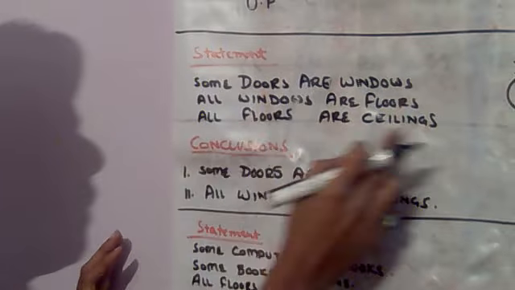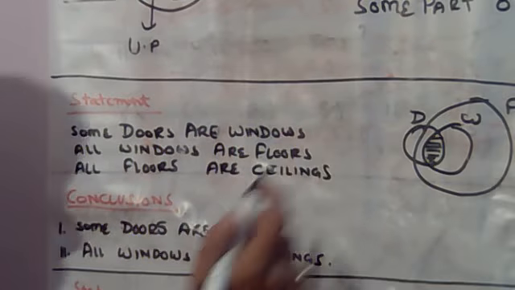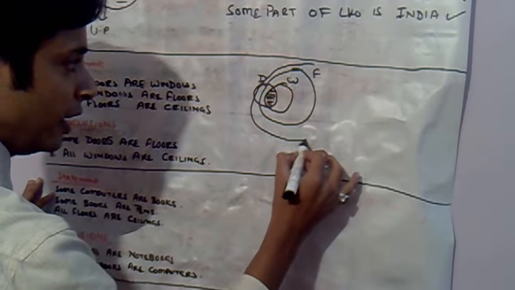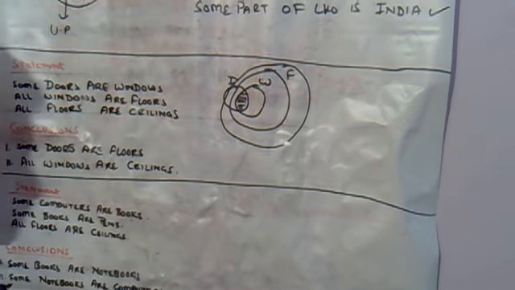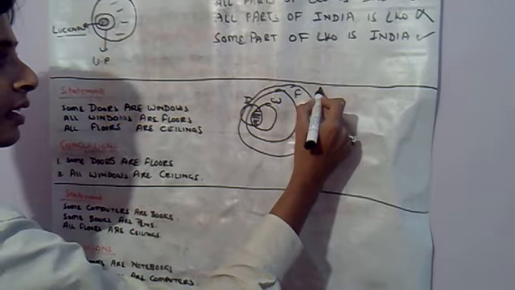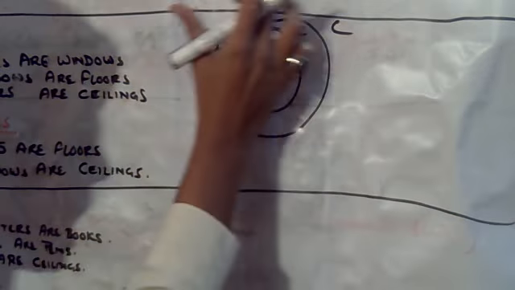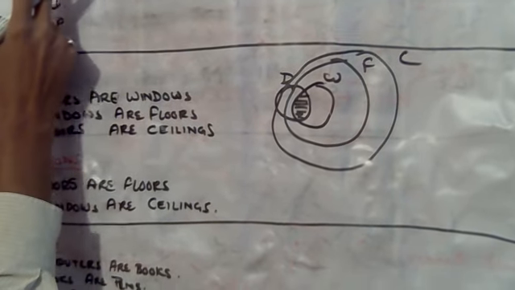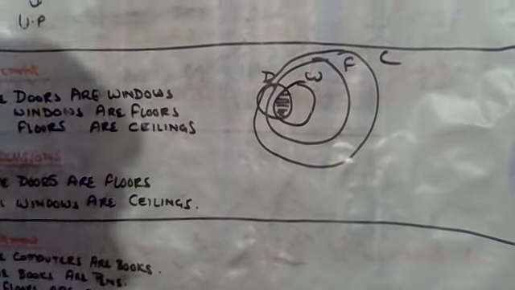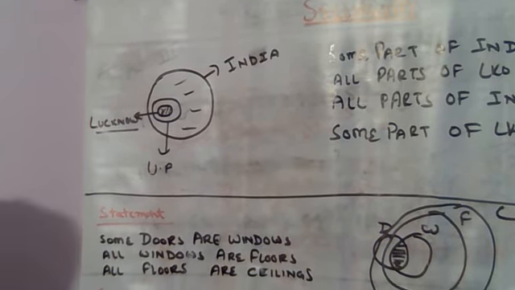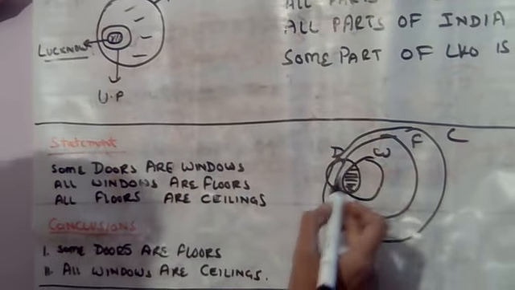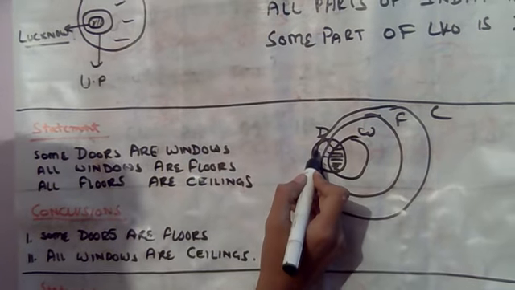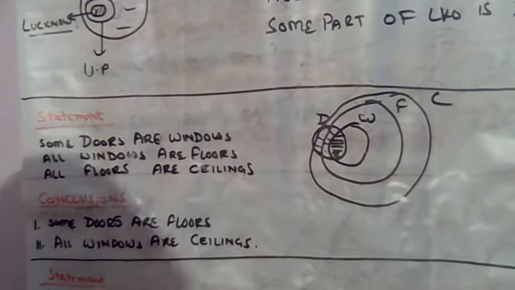Now it is said that all floors are ceilings. Okay, all floors are ceilings means this can be done like this. That means all parts of floors are in a bigger circle, that is ceilings, like all parts of UP are in a bigger circle, that is India. So here we can see that now even floors have some things common with doors, and ceilings have some things common with doors too.